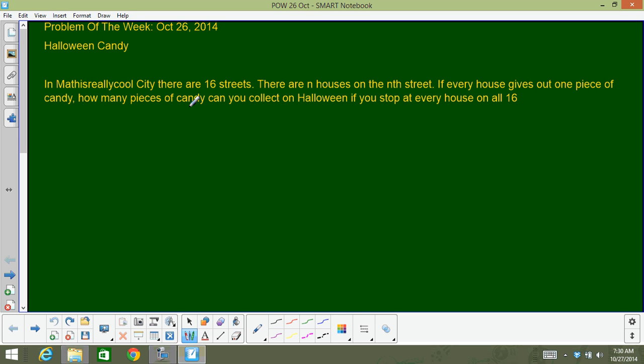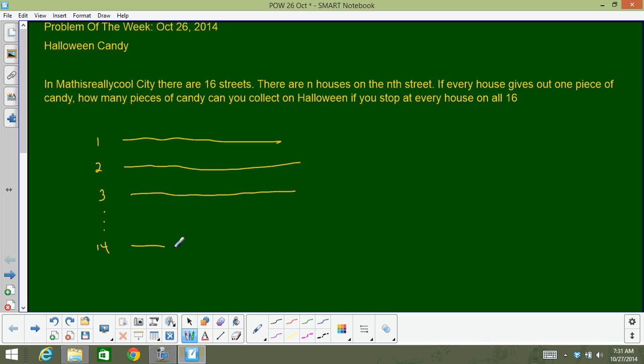And is there something you should do with that information? Well, perhaps. Maybe you'd want to draw some kind of a diagram, right? So there's street number one, and there's street number two, and street number three, and then that just keeps going, right? Until we get to street 14, and then street 15, and then we get to street 16. So you might do that, right? If you're a picture person, if you're a picture thinker, if you know that you learn by drawing pictures, then do that. Draw pictures.